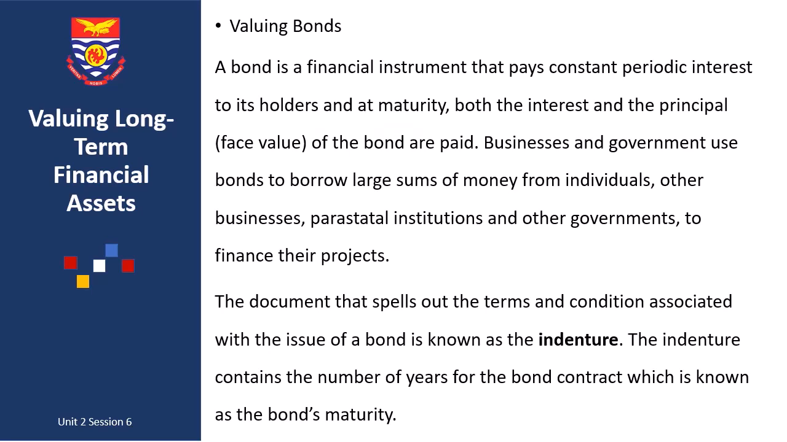How do we value bonds? So now we are looking at valuing financial assets. How to value financial assets. A bond is a financial instrument that pays a constant periodic interest to its holders and at maturity. Both the interest and the principal or the face value of the bond are paid at maturity. Mostly bonds are debt instruments that the government use to borrow money from the public, and other financial institutions also use to finance their projects.